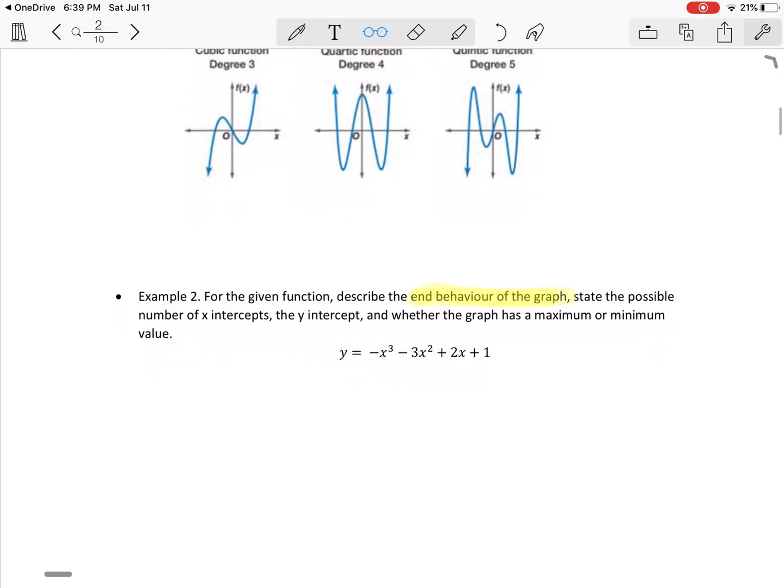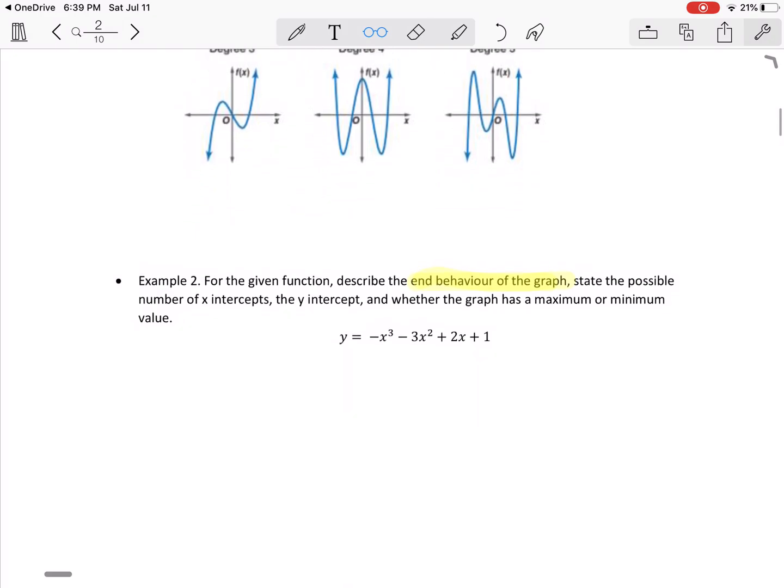So let's take this one here. So we want to describe the end behavior. We want to talk about the possible number of x-intercepts, and the y-intercept, and whether the graph has a maximum or minimum value. So a maximum means that it would be opening down. A minimum means that it would be opening up if it's like say a parabola.